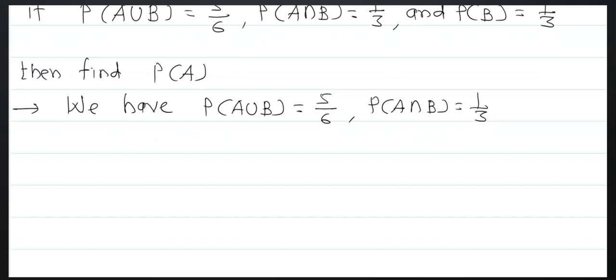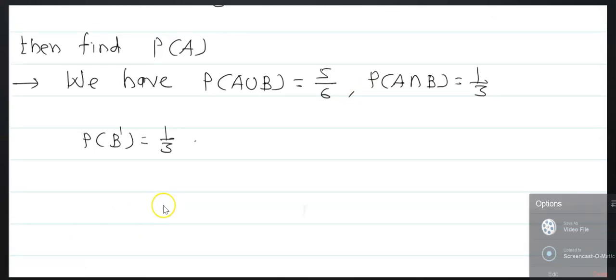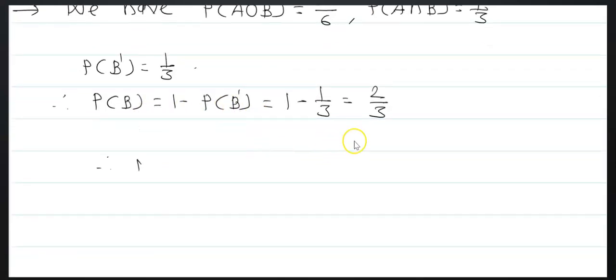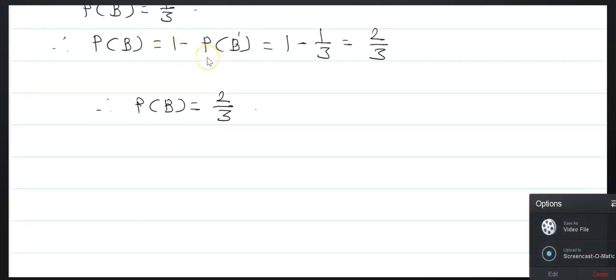We have P of A union B is equal to 5 by 6, probability of A intersection B is equal to 1 upon 3, probability of B complement is equal to 1 upon 3. Probability of B is equal to 1 minus probability of B complement, that is 1 minus 1 upon 3, that is nothing but 2 by 3. Therefore, P of B is equal to 2 by 3.